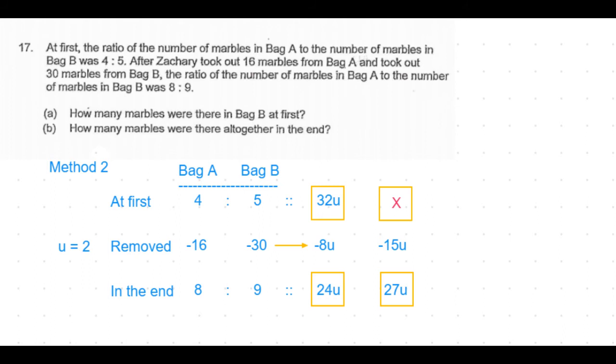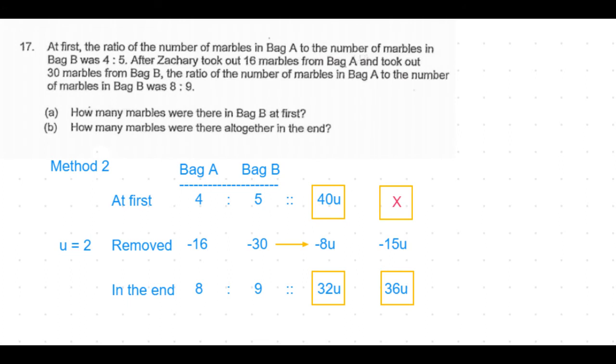So let's next try the 8 is to 9 ratio as 32 units to 36 units. 32 units before taking away 8 units should have been 40 units, and correspondingly the 4 is to 5, the bag B should have been 50 units. 50 minus 15 is 35 units, but in here in the end we have 36 units in bag B. So this is also not the right solution, but then we are very close.